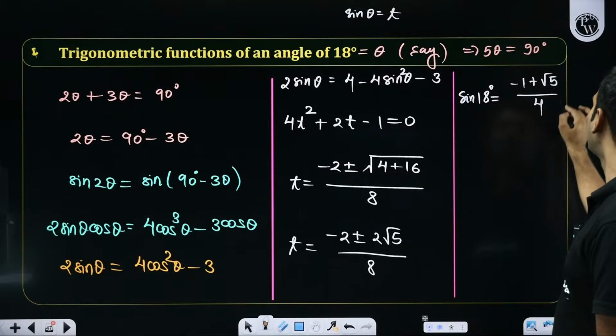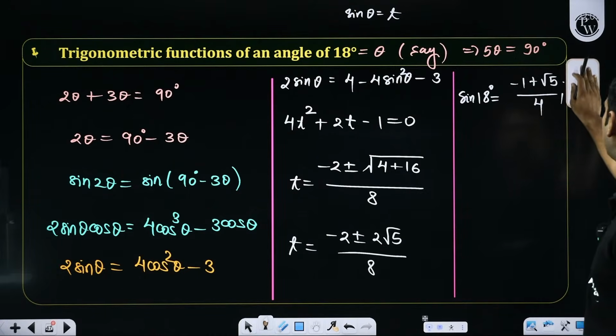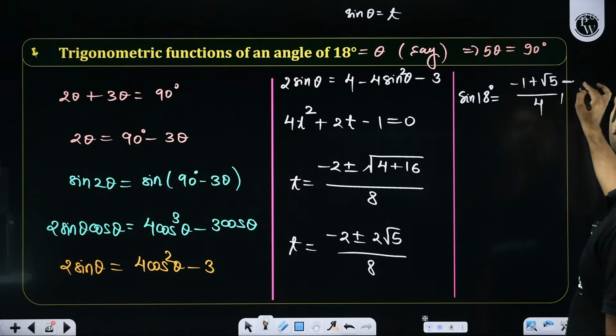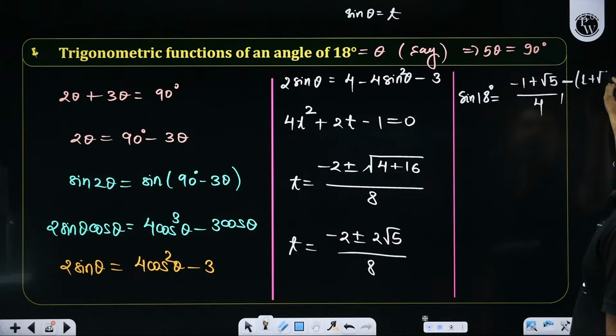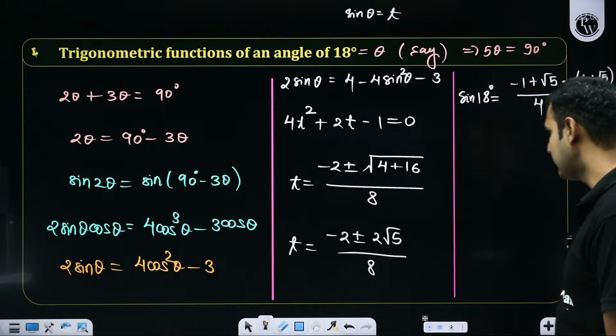And the other value will be minus 1 minus root 5 by 4. If you take minus common from here, don't you think it will be minus of 1 plus root 5 by 4? Now let me take you to the graph of sine theta.